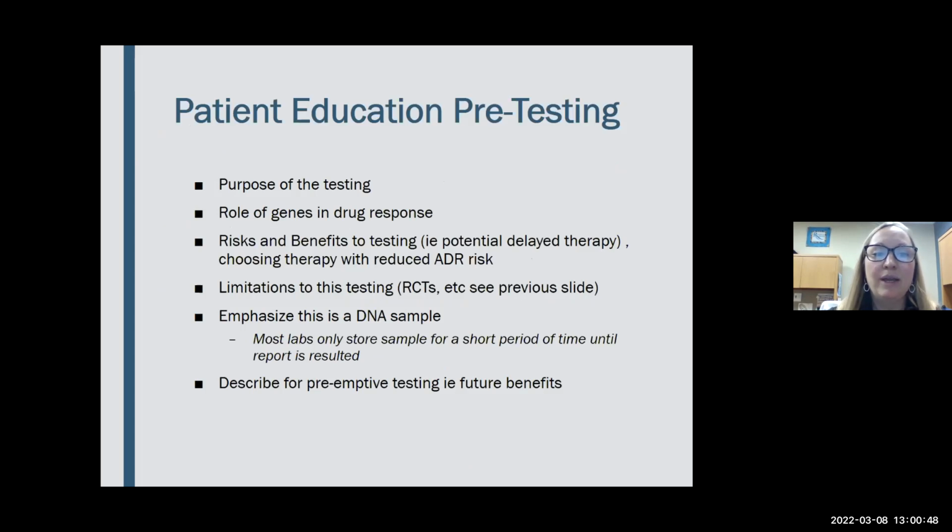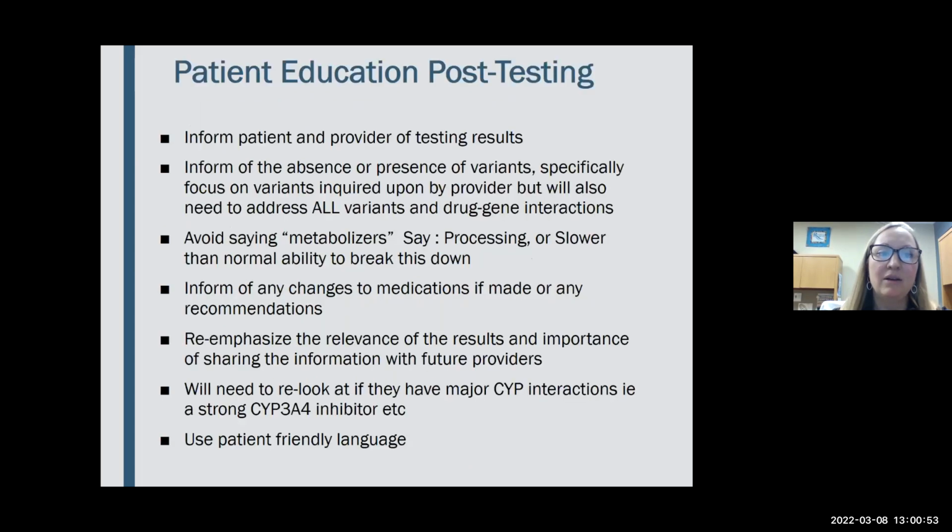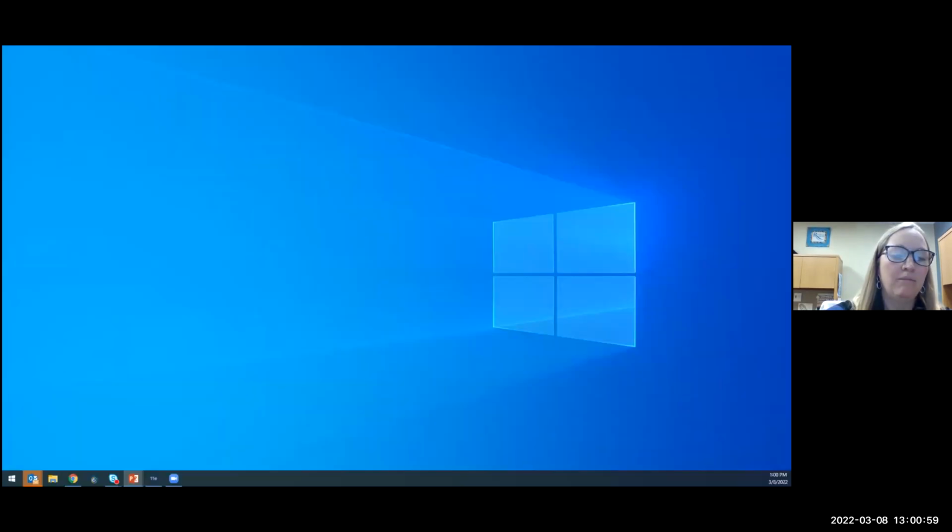So we do a lot of education up front for providers and patients on ordering the testing, and then also post-test, looking at what medications would be beneficial for you. Patient-friendly language is something that's really important as well. Don't say metabolism. That word means something different to a lot of people. You might process this medication a little faster or a little slower. And then always, if making a recommendation, we would be following up on that.